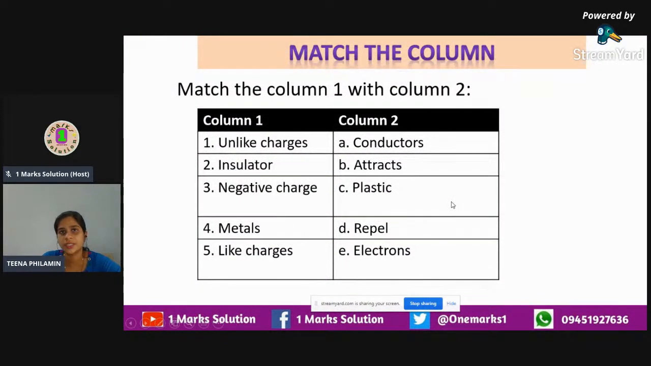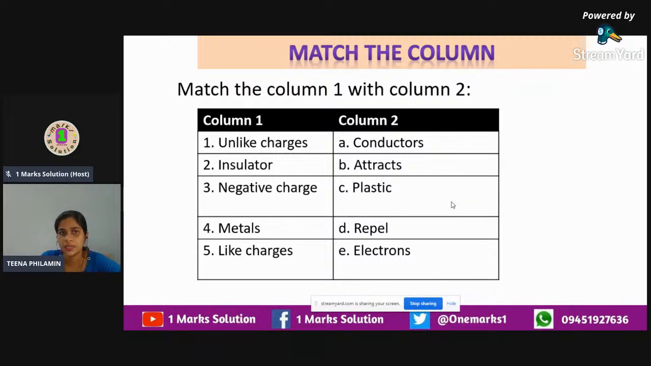Then our next session is match the column. In this, two columns are provided here. In both the columns, we have five questions. The first one is unlike charges. Unlike charges means different charge or opposite charge. We know about two charges, that is positive charge and negative charge. And what will happen when we draw close to this positive charge and negative charge? They will attract each other. So unlike charges can be matched with attracts of column 2.